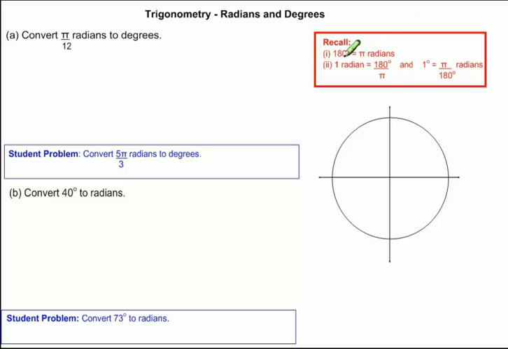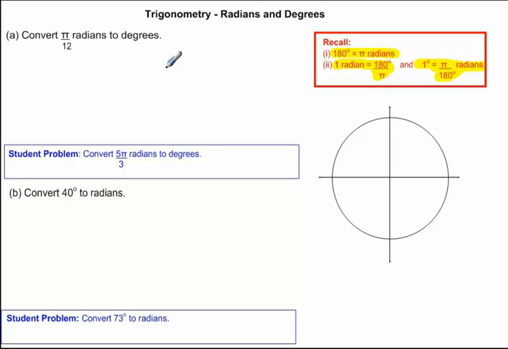Let's start off by recalling that 180 degrees is equal to pi radians. This is the basis of our conversions. We're going to use this relationship to convert between degrees and radians depending on what we want. If we wanted 1 radian, I would divide both sides by pi, and I would come out with the relationship that 1 radian is equal to 180 degrees over pi. If I wanted my relationships in terms of degrees, I'd start with this relationship and divide both sides by 180 degrees and get that 1 degree is equal to pi radians over 180.